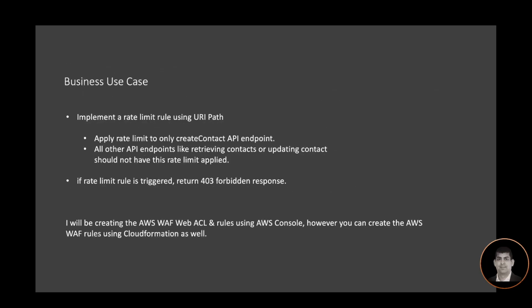Let's look at our business use case. The business use case is to implement a rate limit rule using URI path. We apply the rate limit to only the create contact API endpoint. All other API endpoints like retrieving contacts or updating contacts should not have this rate limit applied. If the rate limit rule is triggered, return a 403 forbidden response.